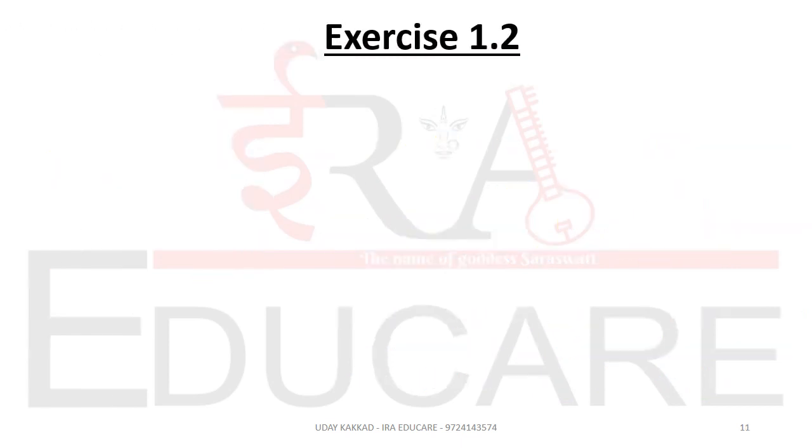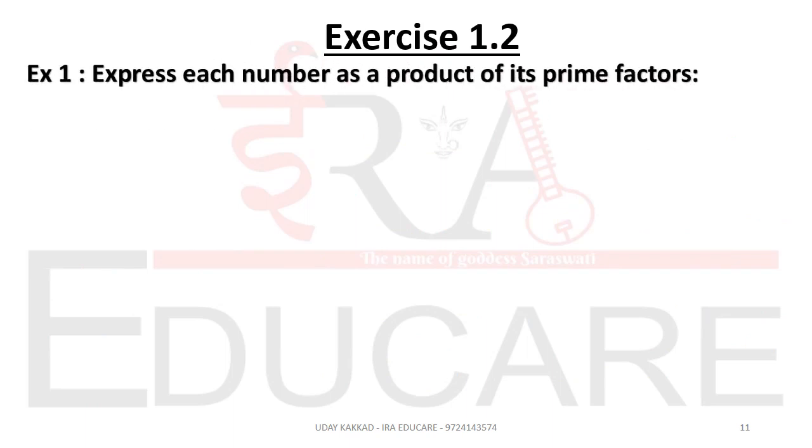Now we start exercise 1.2, right? First exercise 1. Express each number as a product of its prime factors. So you have to just express the number as a product of its prime factors. So you just factorize them and write this.